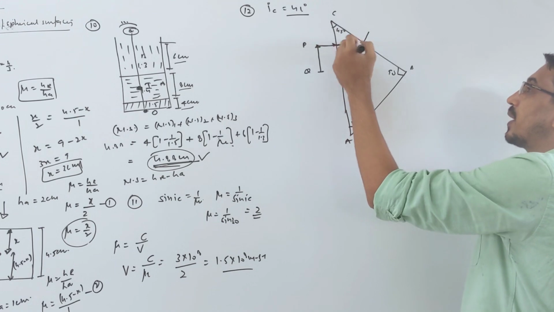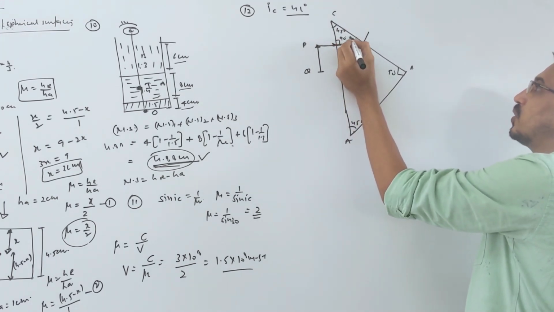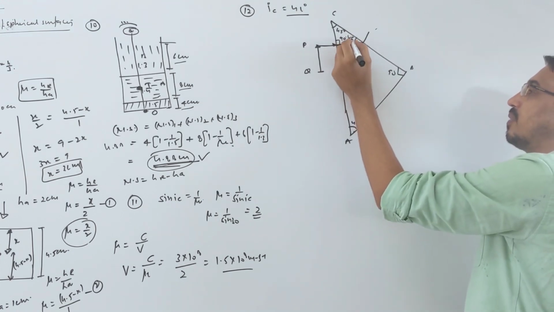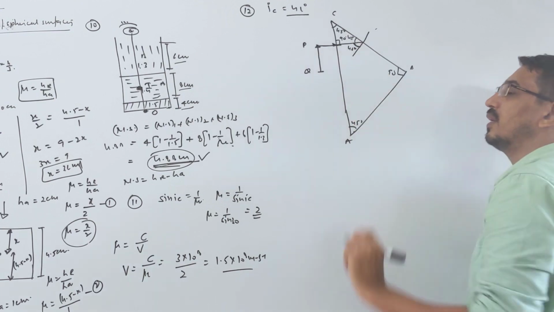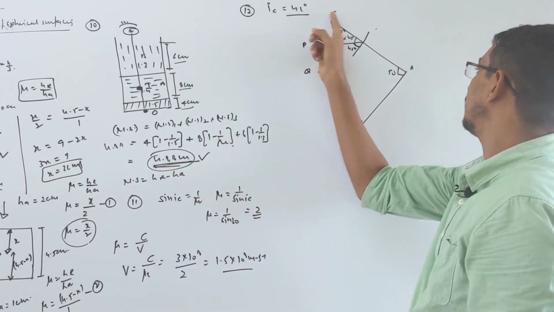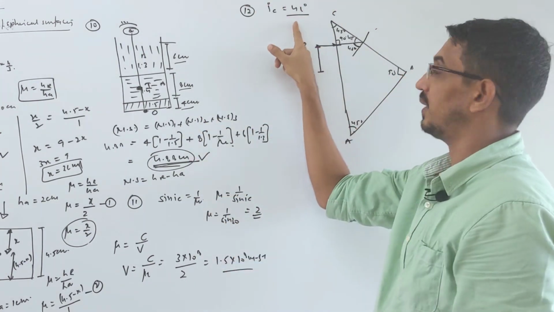How? Look at this small triangle first. This angle is 90 degrees, right? That's 45 degrees. This angle should be 45 degrees. Now this is a normal line, so this angle is 90 minus 45, which is 45 degrees. It means the angle of incidence at that face, the BC face, is 45 degrees, which is more than the critical angle.